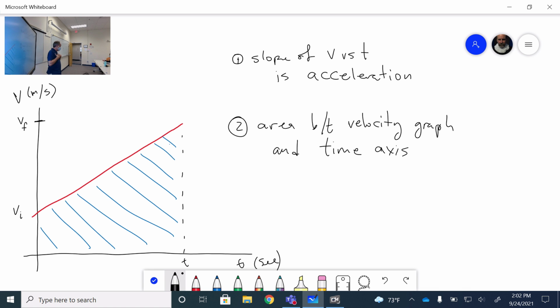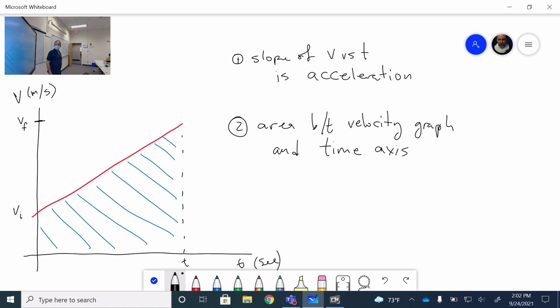It's very tempting, and I often do say things like the area under the graph, but we don't necessarily just mean the area under the graph. We mean the area between this red line and the horizontal axis. So if the red line is below, we're talking about the area above the graph, but the area enclosed between these two things.